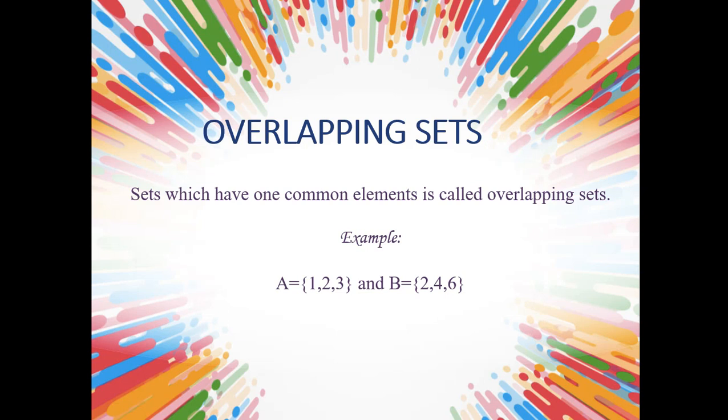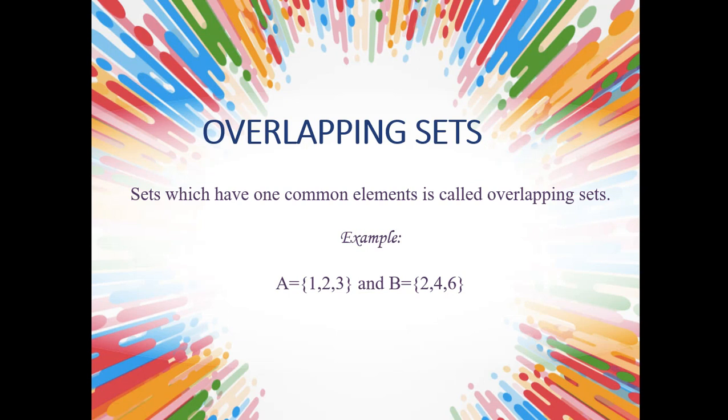Overlapping sets. Now what are overlapping sets? Sets which have one common element are called overlapping sets. Example: A = {1, 2, 3} and B = {2, 4, 6}. That means we have two sets and at least one common element.